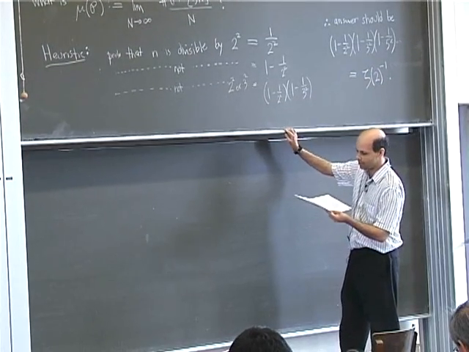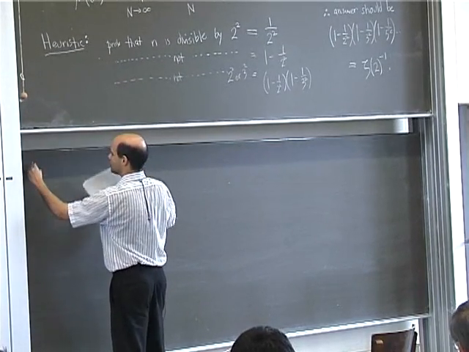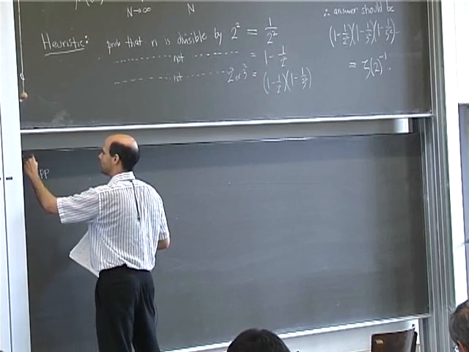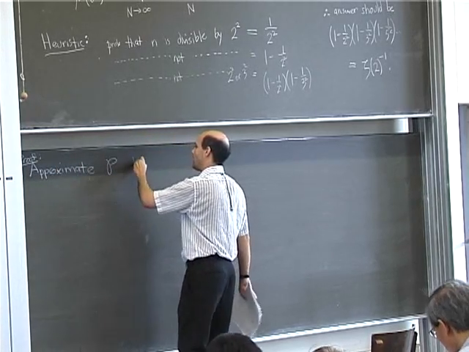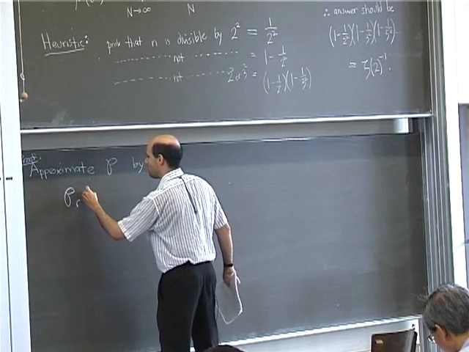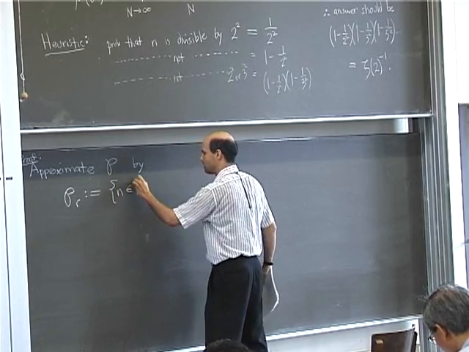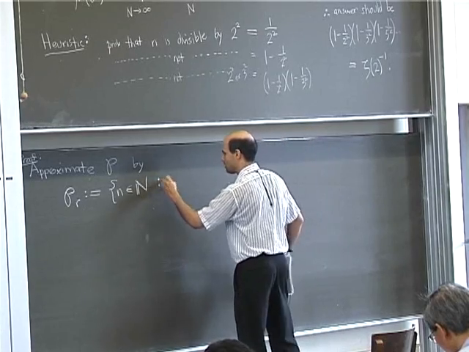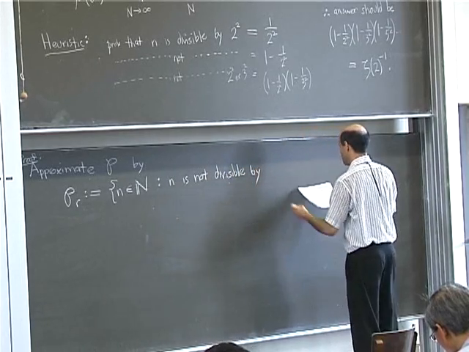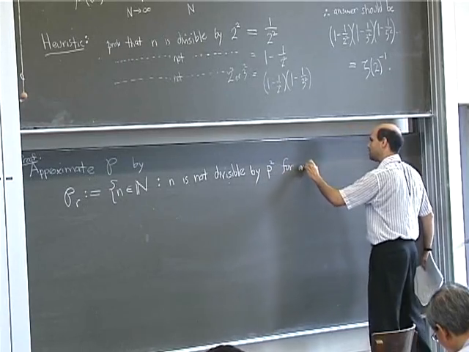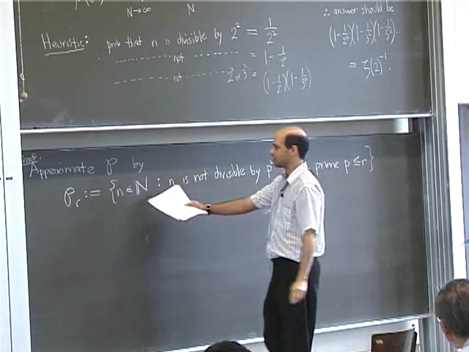Okay, so the way you actually turn this into a proof is to approximate the set you want to measure. So this is actually the proof. That was the heuristic. So approximate P by a set P_R that does not have all the infinitely many conditions, but just conditions for primes up to R. Namely, these will be the almost square-free integers, namely the ones where n is not divisible by p squared for any prime p less than or equal to R.